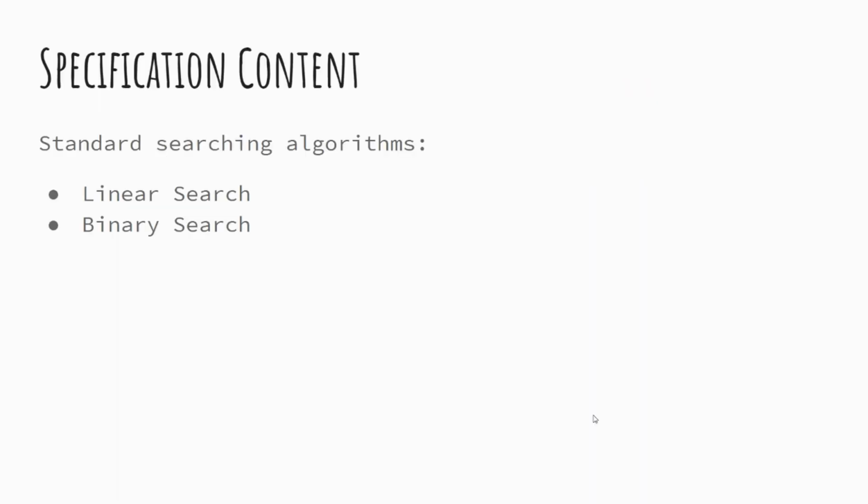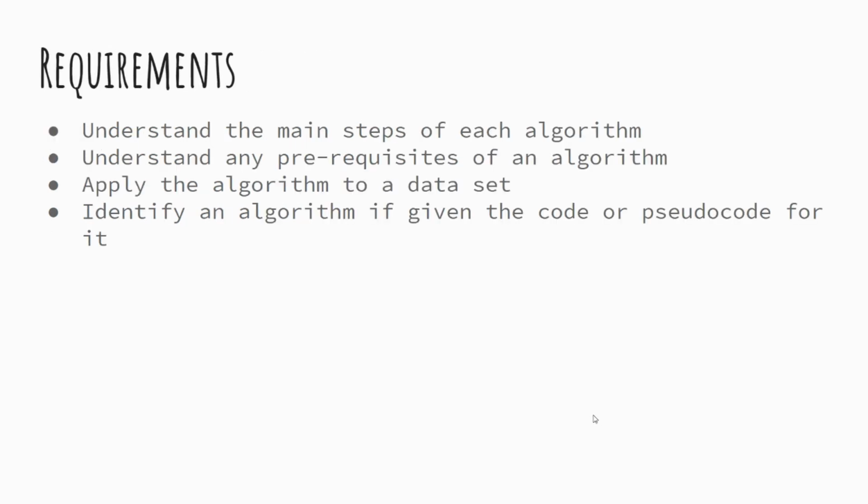So specification content within this section we're looking at is basically to learn about linear and binary searches. I'm going to spend just a quick touch on the requirements. I don't normally, but for this lesson I will. So understanding the main steps of each algorithm.